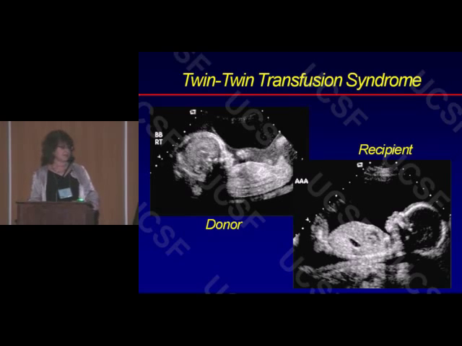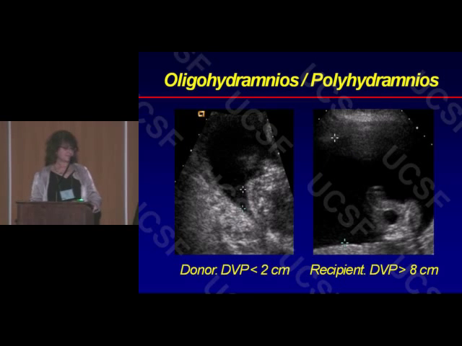Another example with the thin membrane nearly applied to the donor who's nearly stuck with a minimal amount of fluid to measure, and the polyhydramniotic recipient. As for measuring those pockets, we use this number to confirm the subjective assessment. The donor pocket here is less than 2, recipient deepest vertical pocket greater than 8.